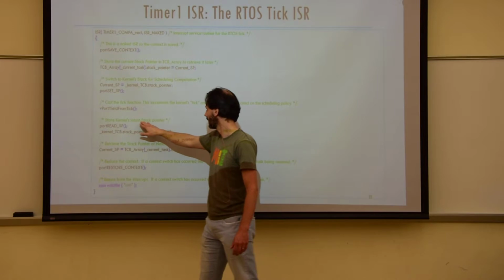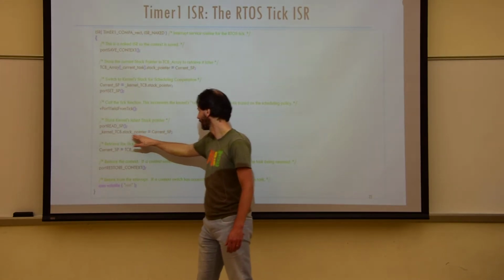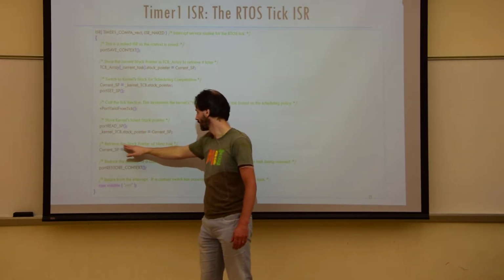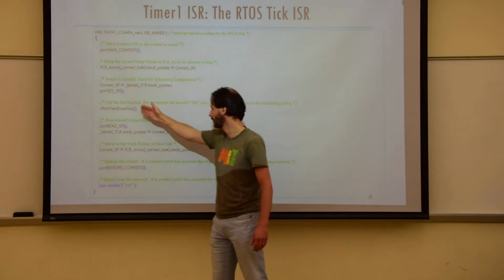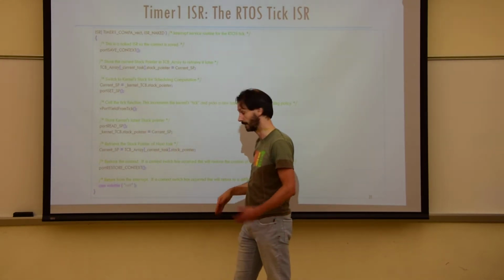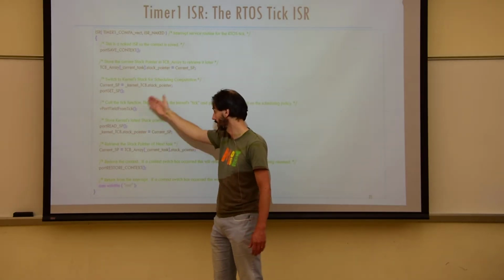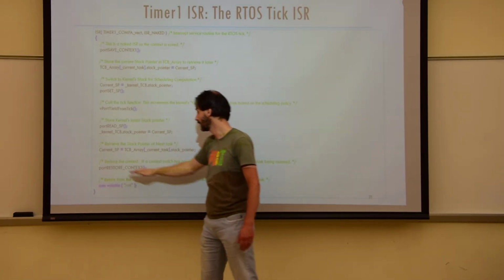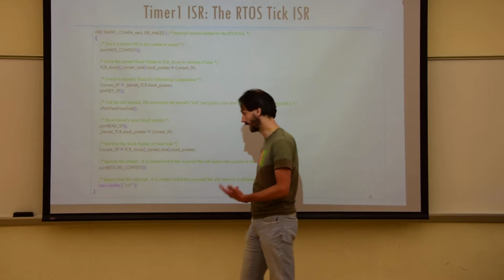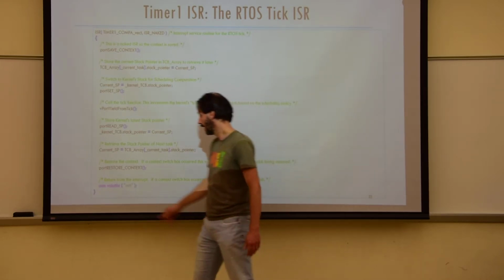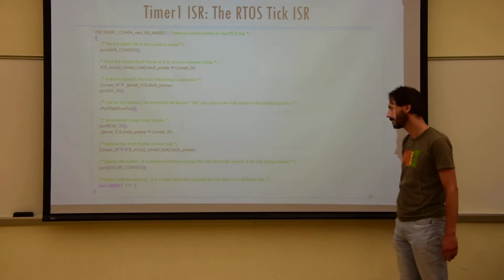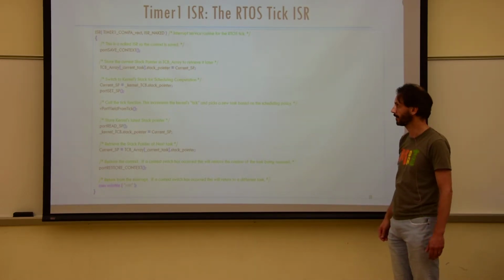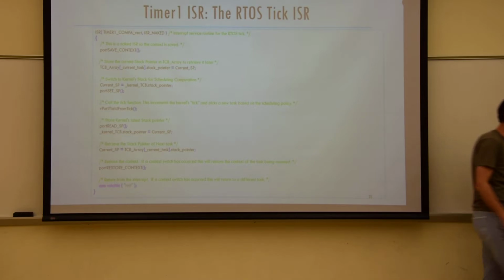Then we store the kernel's latest stack pointer. So we do this. Then we retrieve the stack pointer of the next task. So you have computed which one is going to be the next task in this piece of code. And now you restore that particular context for that next task. And then you have the return instruction. So now the context switch has occurred on this tick.